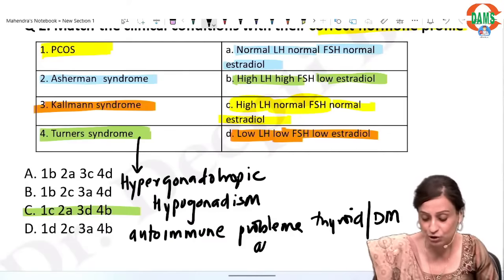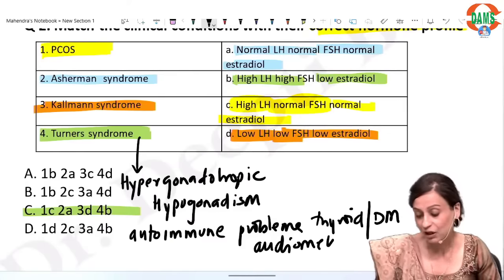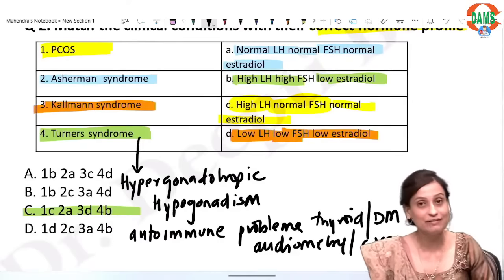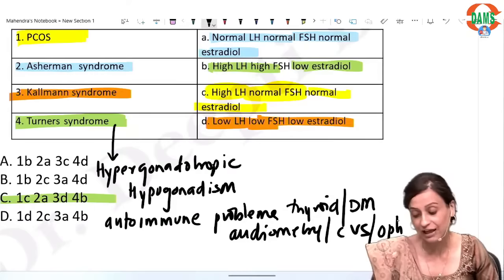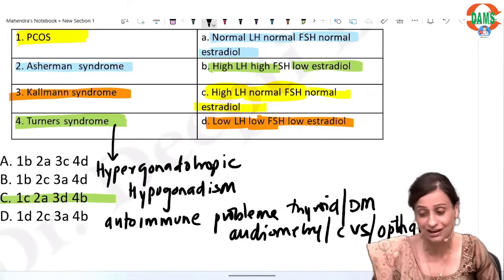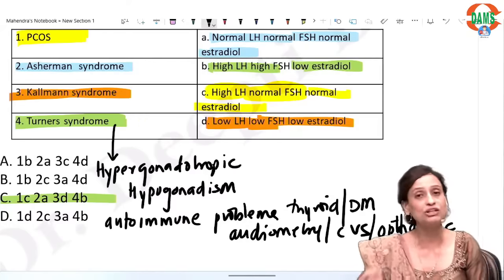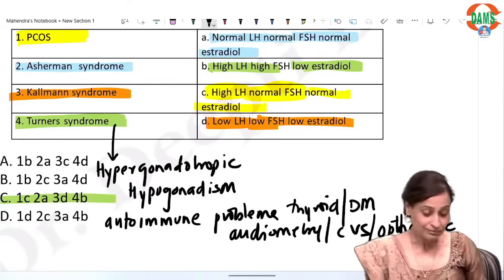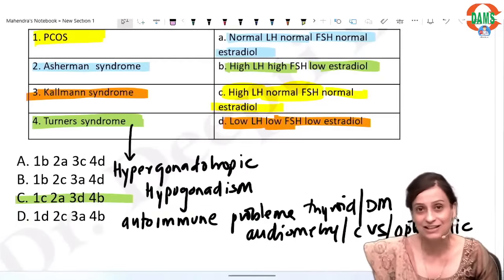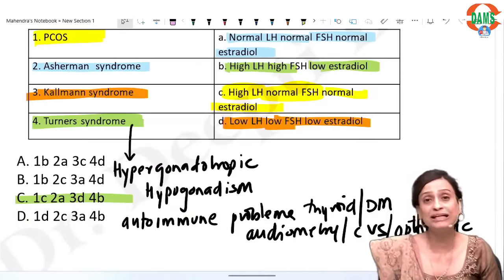We also need to do an audiometry. We also need to do cardiovascular evaluation, right? Monitor the blood pressure of the patient. Even ophthalmic examination is important in these patients, right? So you need to monitor them for these disorders as well, okay? So that is important. As I said earlier, remember, they don't need gonadectomy.